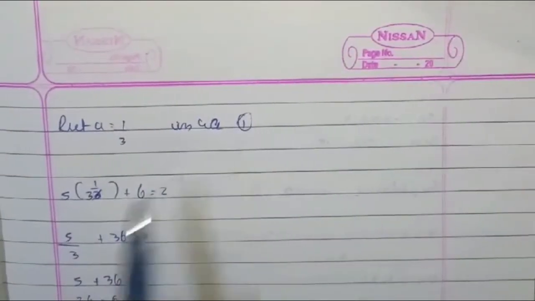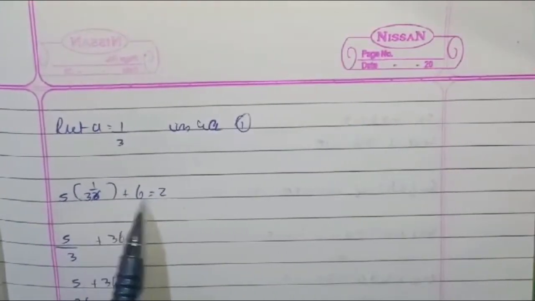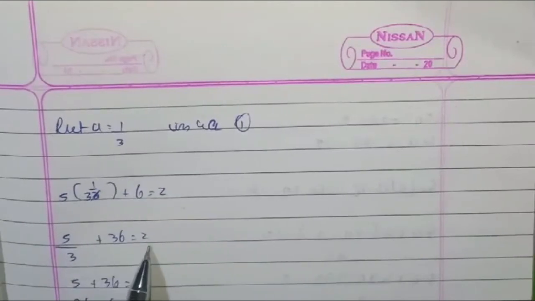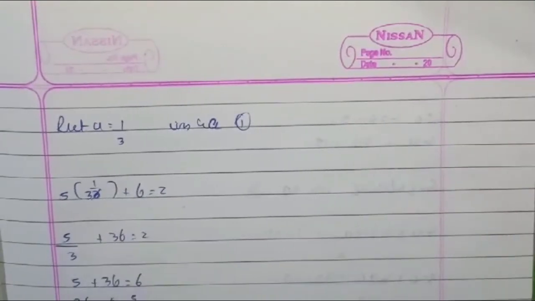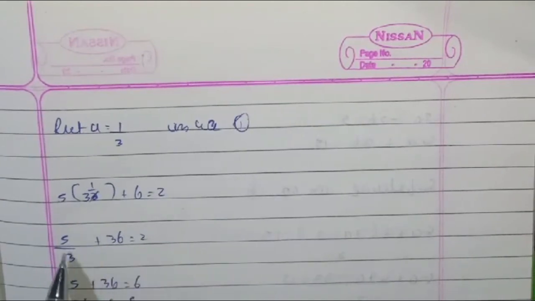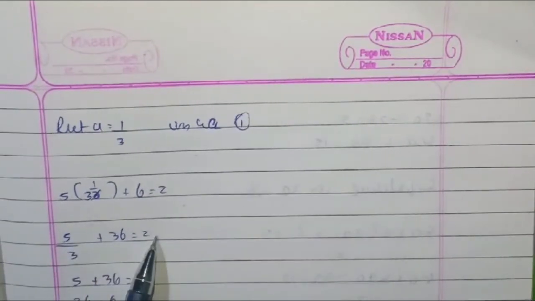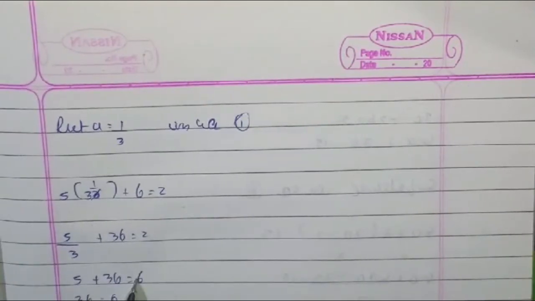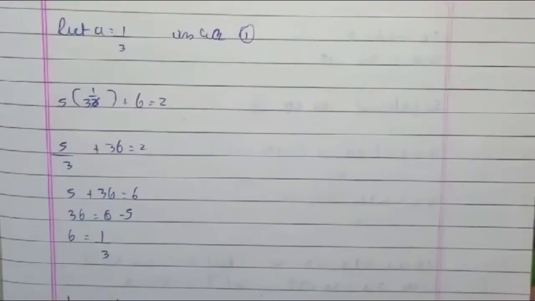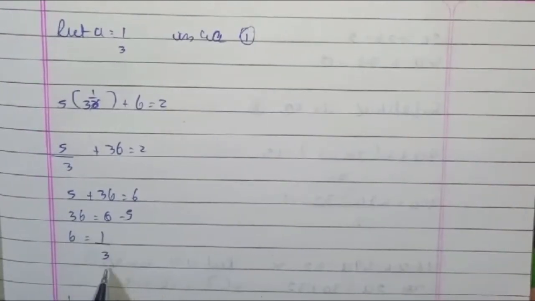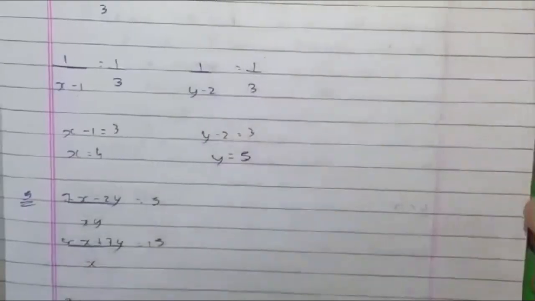Now put a is equal to 1 by 3 in equation number 1. 5 into bracket 1 by 3 plus b is equal to 2. So 5 by 3 plus b is equal to 2. We can take the LCM: 5 plus 3b is equal to 3 2s are 6. So 3b is equal to 6 minus 5 is equal to 1. So b is equal to 1 by 3.